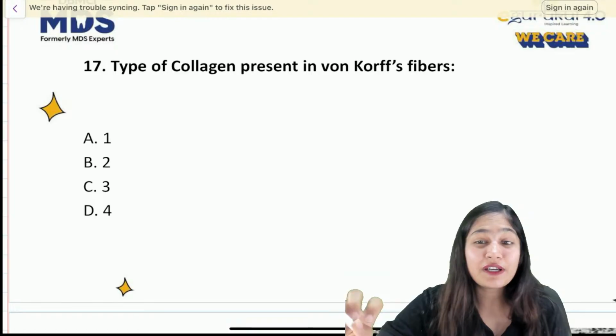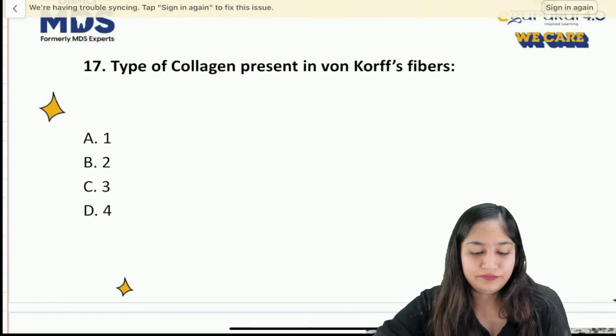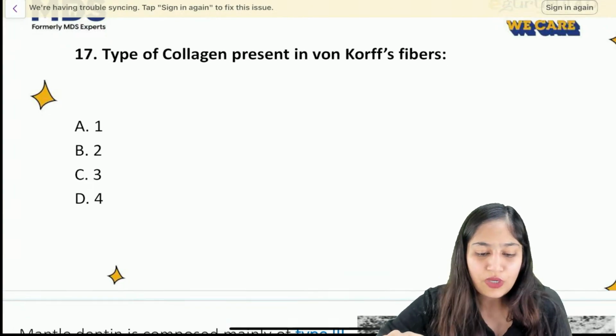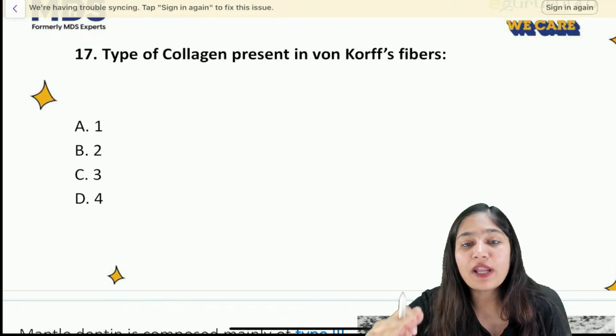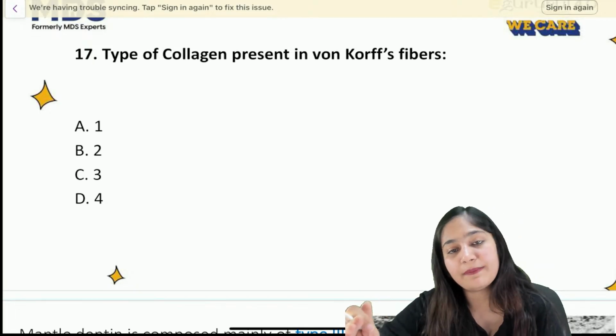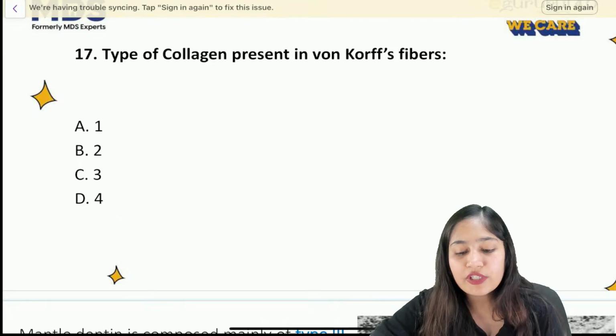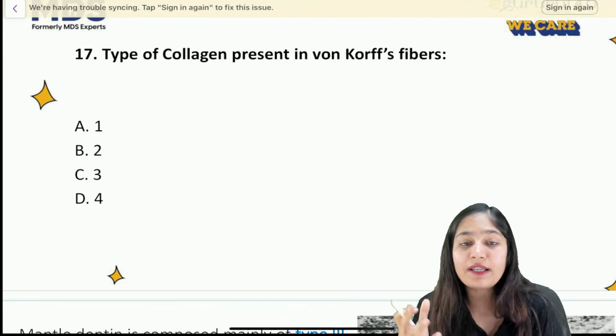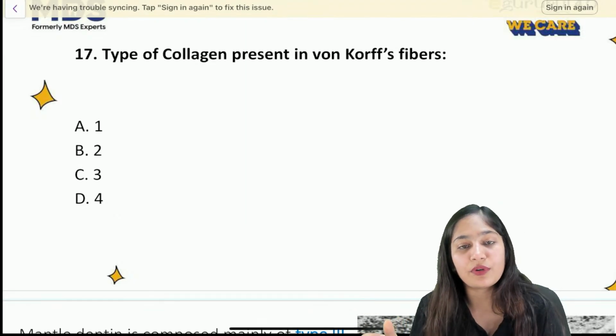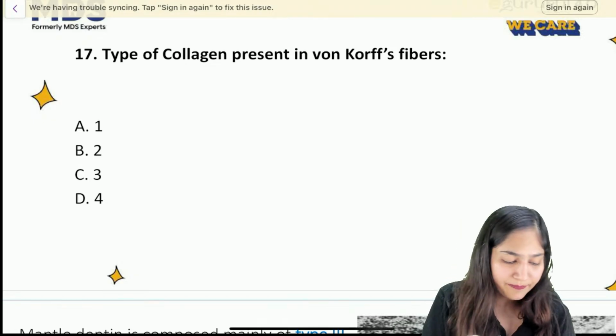Mandibular first premolar. Now coming to our next question. Type of collagen present in von Korff's fibers. So which type of collagen is present? Is it type 1, type 2, type 3 or type 4? So what is the correct answer here?